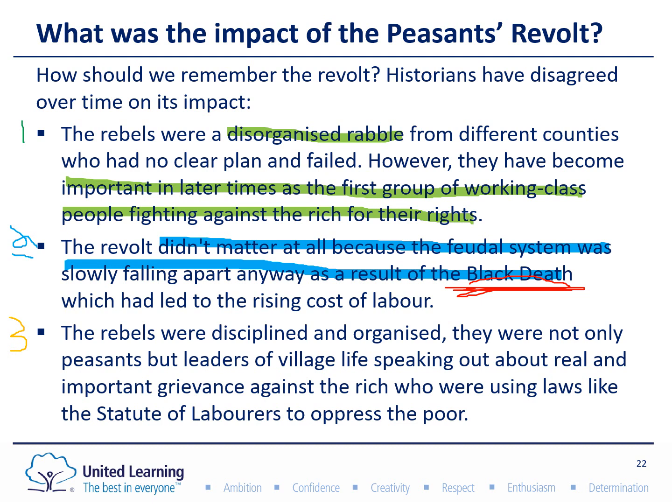The rebels were disciplined and organised. They were not only peasants, but the leaders of village life, speaking out against real and important grievances against the rich who were using laws like the Statute of Labourers to oppress the poor. So this one, number 3, is a very different take than number 1.